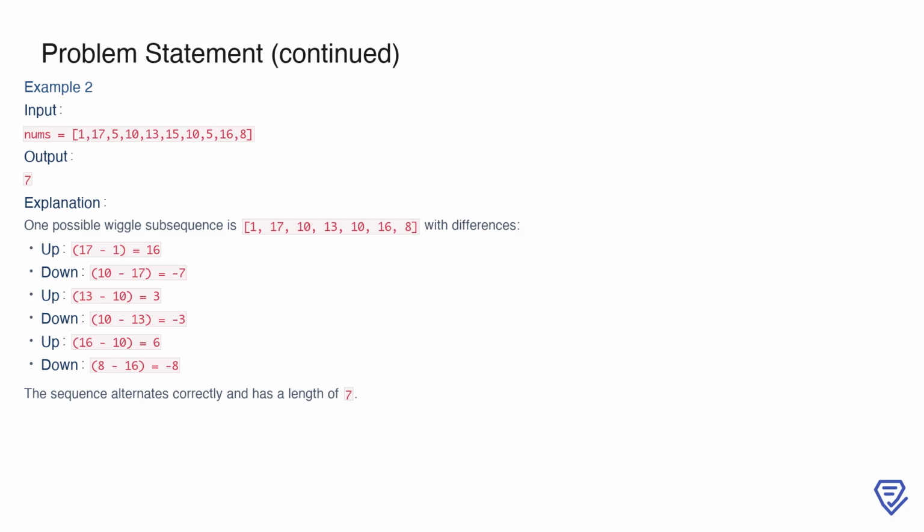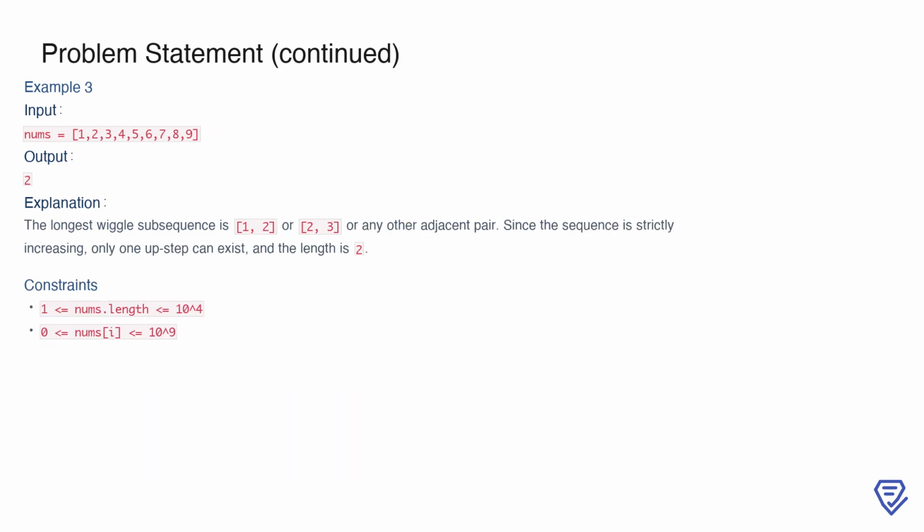to determine the result. In the third example, the input array is nums equals 1, 2, 3, 4, 5, 6, 7, 8, 9. The output is 2. Here, the sequence is strictly increasing, so the differences between consecutive elements are all positive. This means we can only include 2 elements in a valid wiggle subsequence, such as 1, 2, or 2, 3.